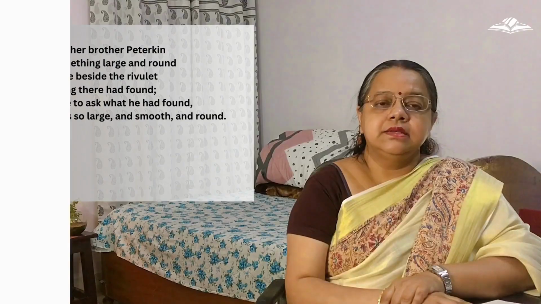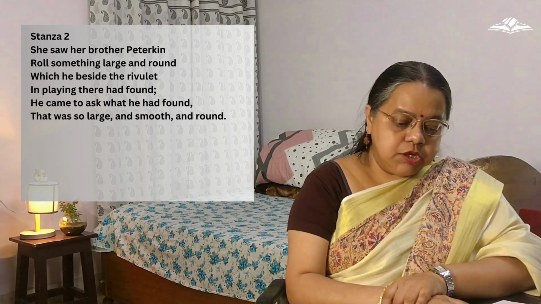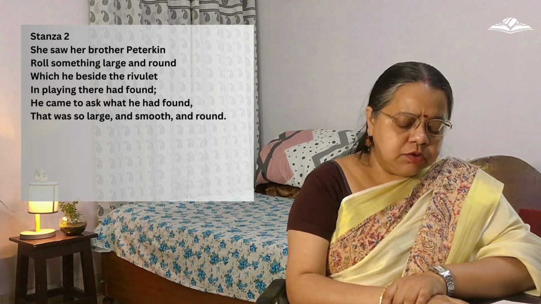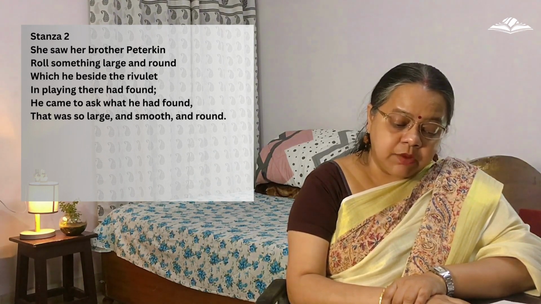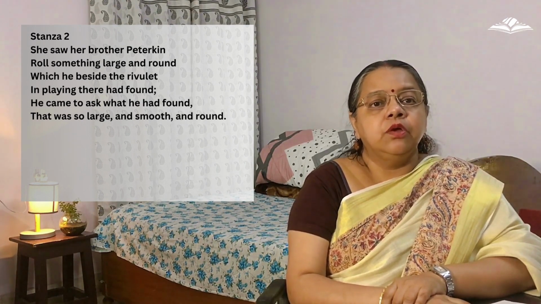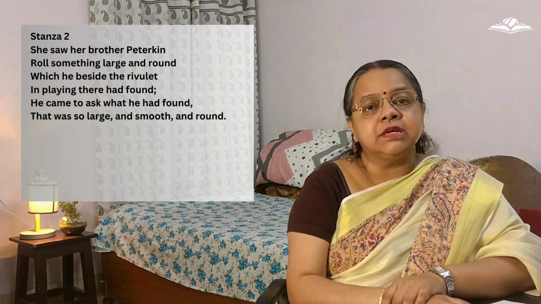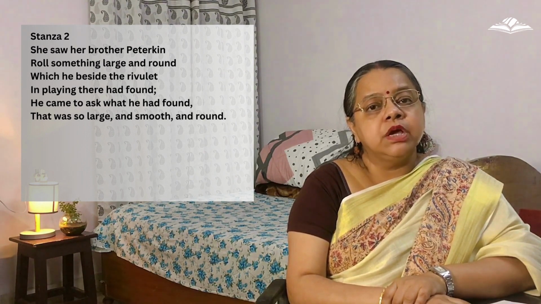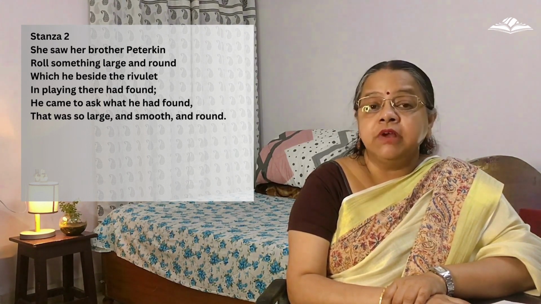Stanza 2. She saw her brother Peterkin roll something large and round, which he beside the rivulet in playing there had found. He came to ask what he had found that was so large and smooth and round. Wilhelmine saw her brother Peterkin roll something round which he had found beside the stream while playing there. He wanted to find out from Caspar, his grandfather, what it was.